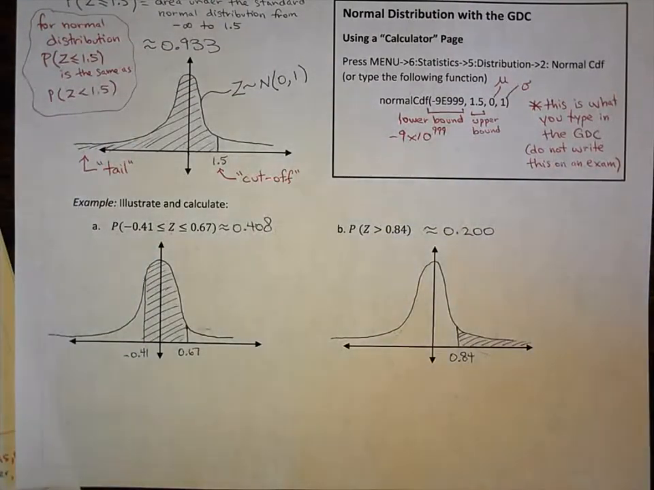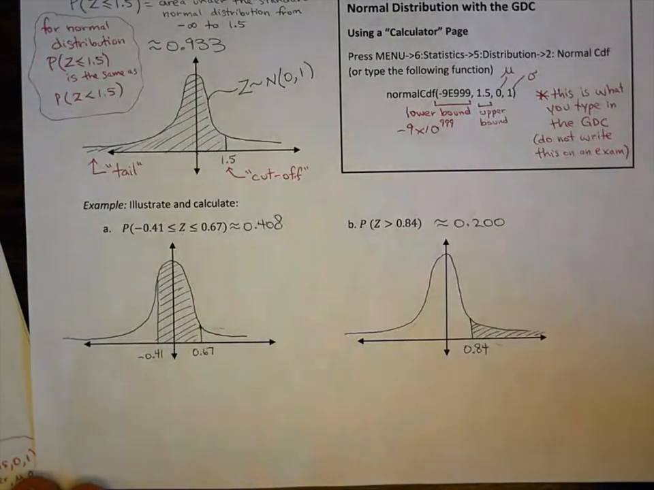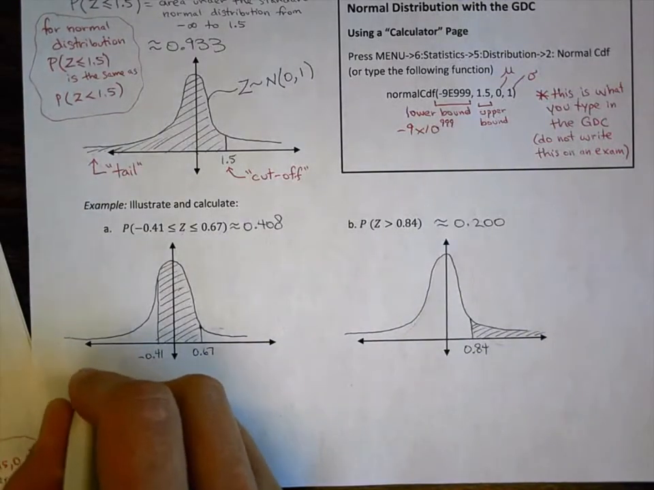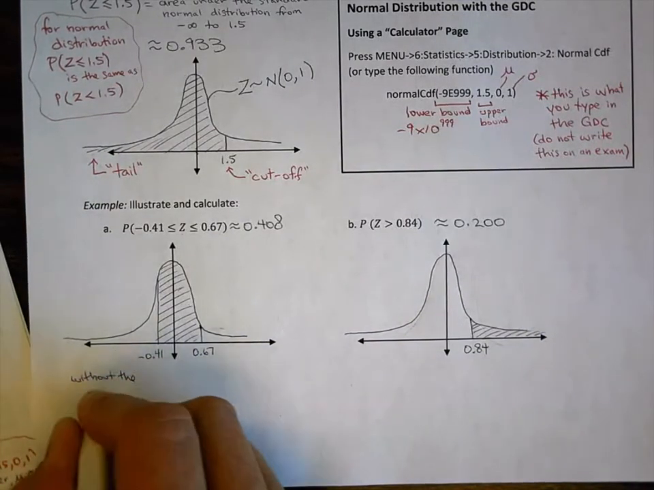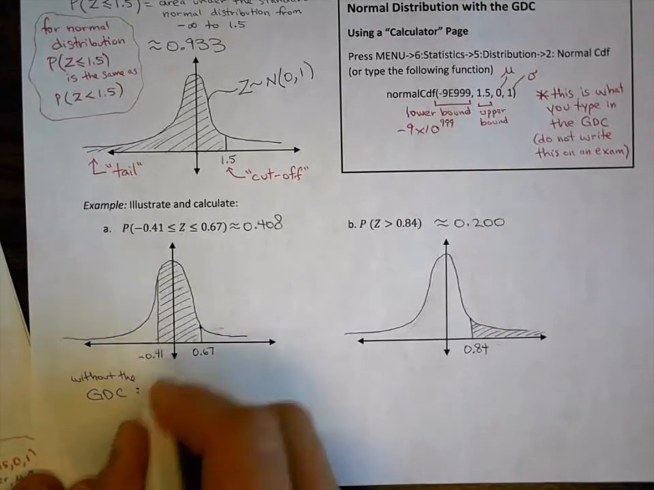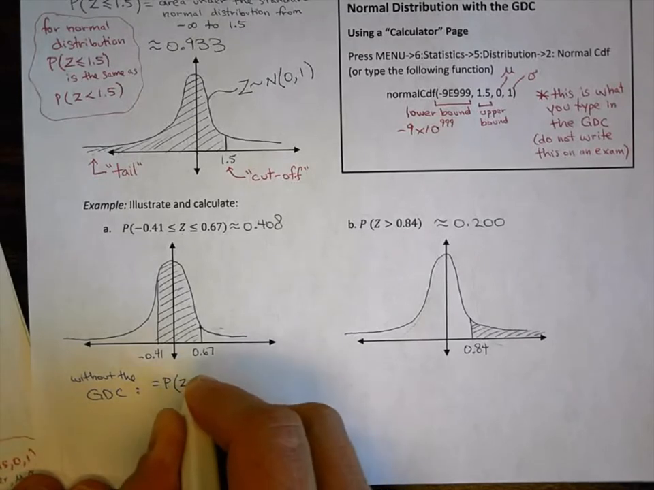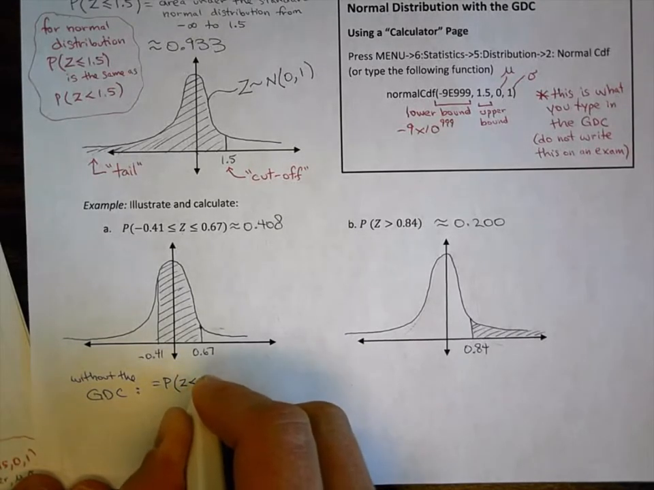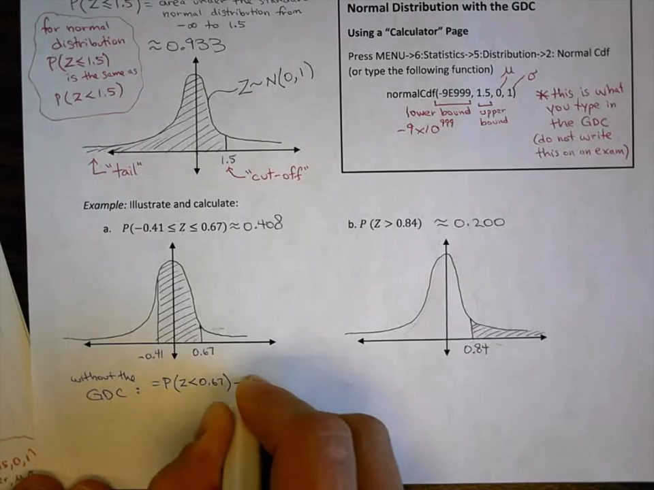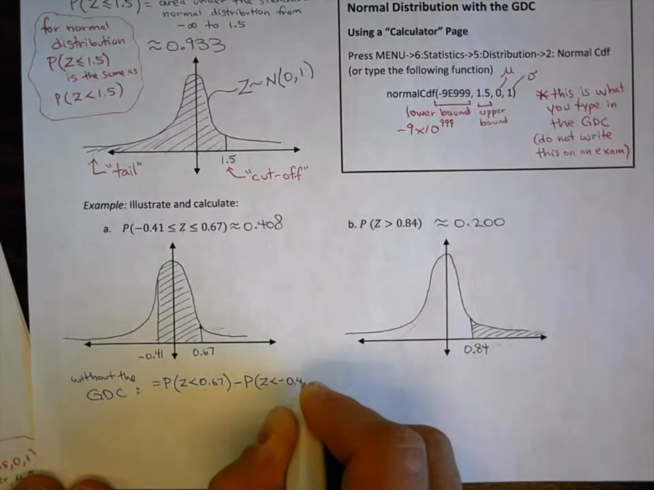Now, if you're curious, how did we solve this before the calculator? Well, this one, here, I'll just make a note down here. Without the GDC, this question would have been, to solve it, I would have had to do the probability that Z is less than 0.67 minus the probability that Z is less than negative 0.41.